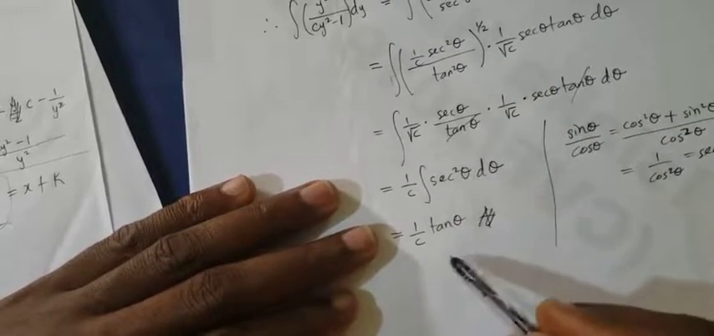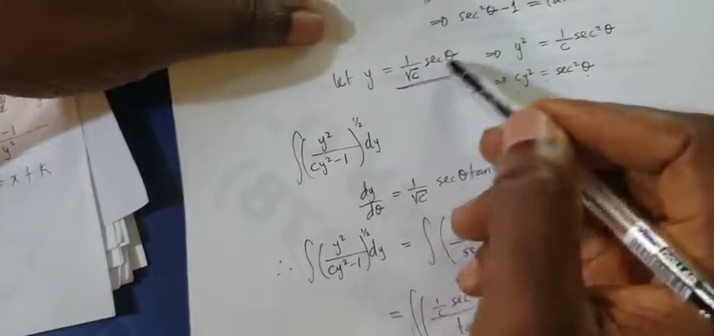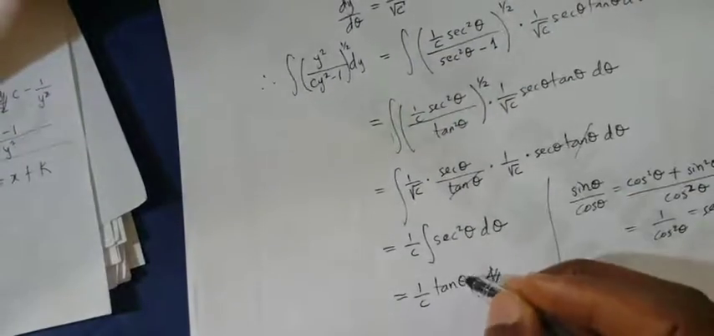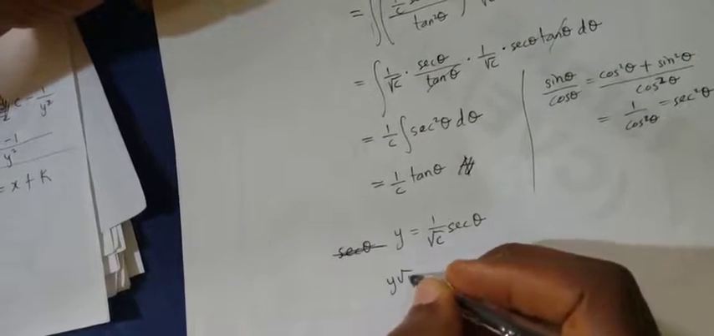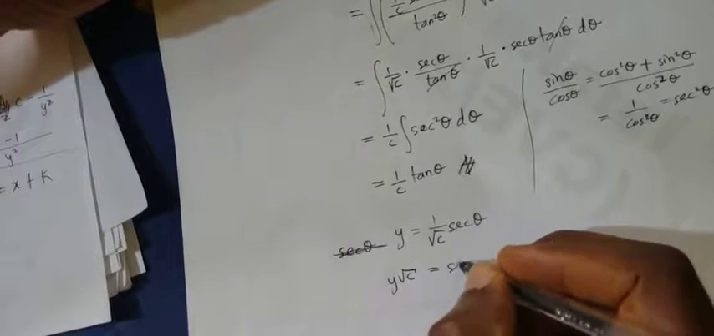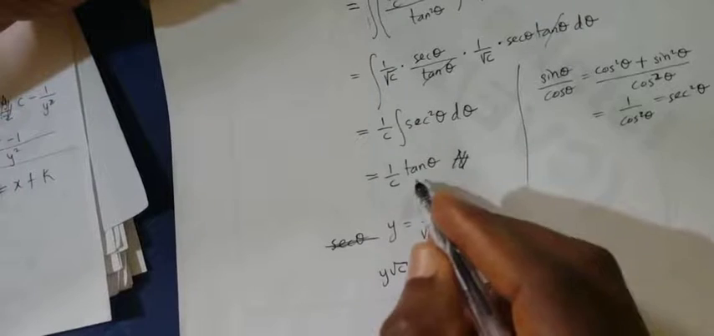The integral of sec squared theta d theta is just tan theta. So we said that y was equal to 1 over root c sec theta, and then we now have our answer in terms of theta. Don't forget, what we actually want is the answer in terms of y, so we have to return back to being in terms of y. From y equals 1 over root c sec theta, we know that y root c is equal to sec theta, and what we need to get is tan theta.